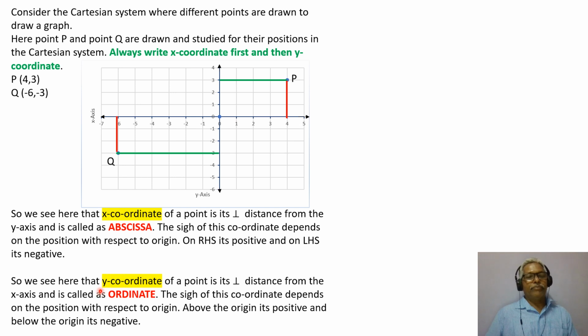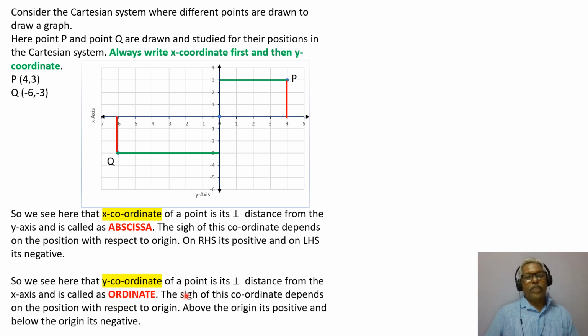Similarly, we will go through this comment. Here we are talking about the y coordinate. The y coordinate of a point is its perpendicular distance from the x-axis. See this, y is 3 here, and it's the perpendicular distance from the x-axis. From the x-axis this is 3. Here also same, and it is not 3, actually this is -3. So the y coordinate of a point is the perpendicular distance from the x-axis and is called ordinate. So remember this: x coordinate is abscissa, y coordinate is ordinate.